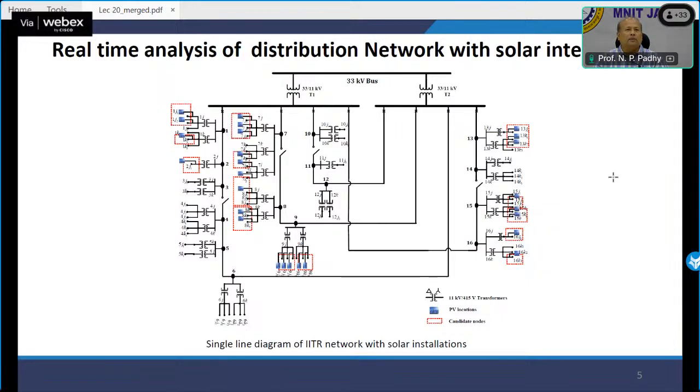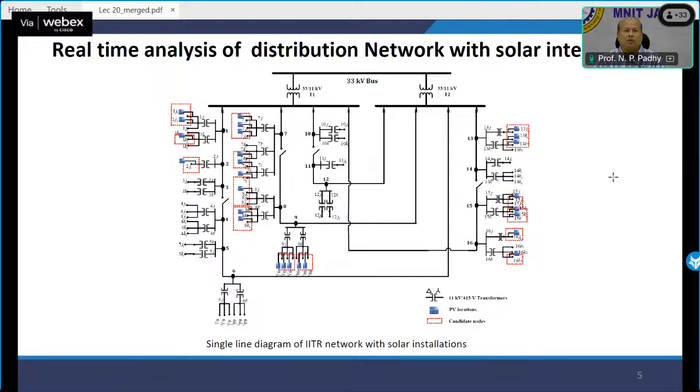Now you all can have a look at the real-time analysis of a distribution network with solar integration. We'll be talking about a single case study. So this is the IIT Roorkee network with many solar installations, almost close to 35 locations. And you could see it is a weakly meshed network. We have two different 33/11 kV substations, 1 and 2, a 33 kV bus which is available, and you can see many switches.